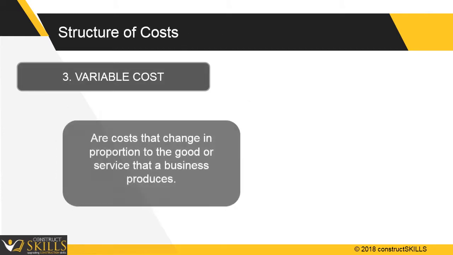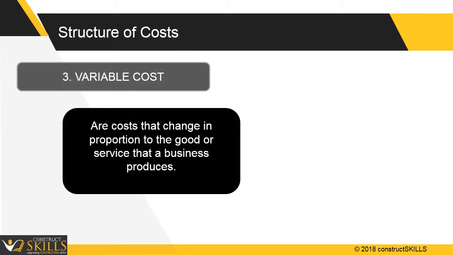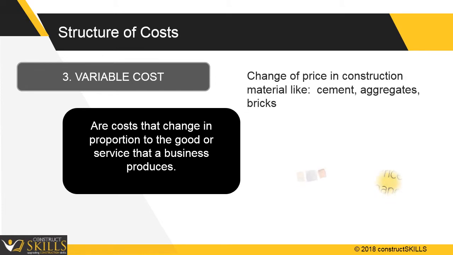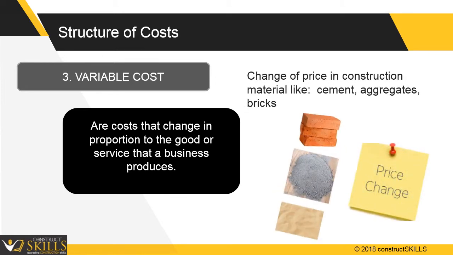Variable costs are the costs that change in proportion to the good or service that a business produces. It can be direct or indirect. Examples are the costs that vary for cement, steel, bricks, aggregate.